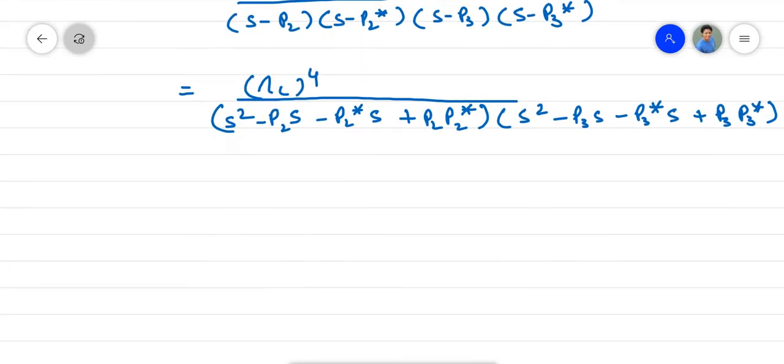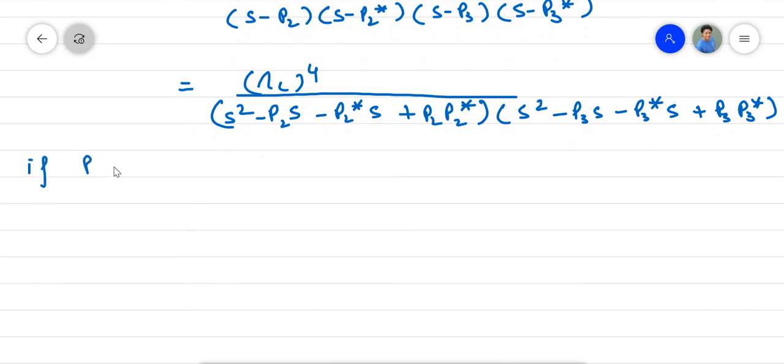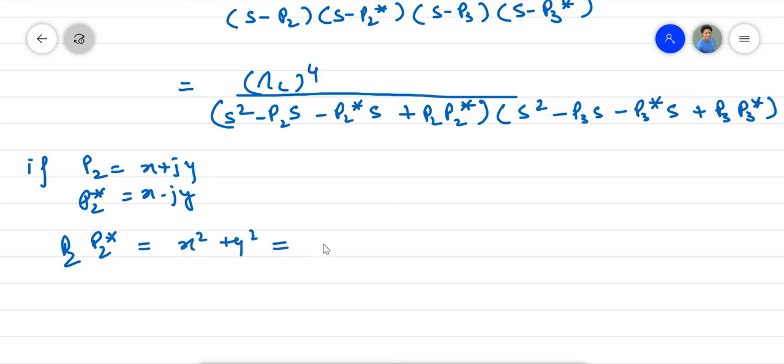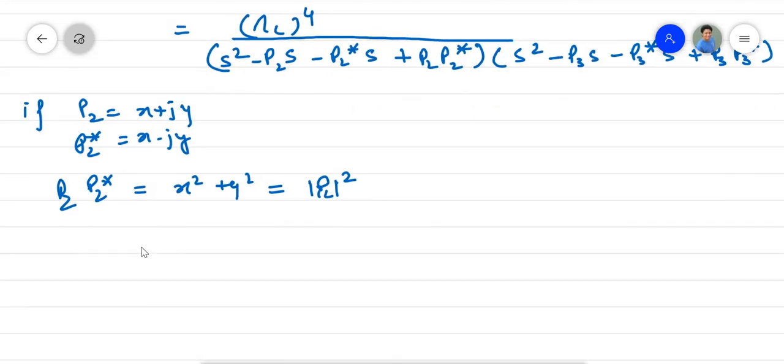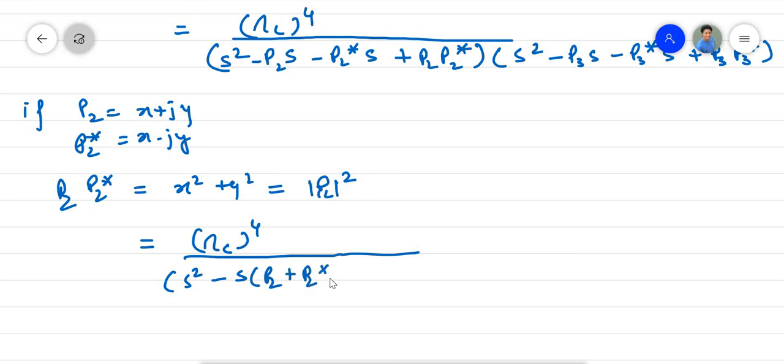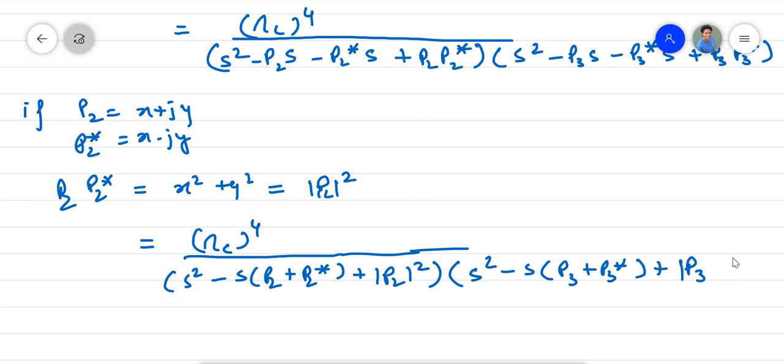Now we want to see this particular part. Let's say if P2 is x plus jy, then P2 conjugate will be x minus jy. So P2 multiplied with P2 conjugate will be equal to x square plus y square, which is nothing but mod of P2 square. So if we substitute this term, then we can directly write this as omega c to the power 4 over (S square minus S (P2 plus P2 conjugate) plus mod of P2 square), then (S square minus S (P3 plus P3 conjugate) plus P3 mod square).